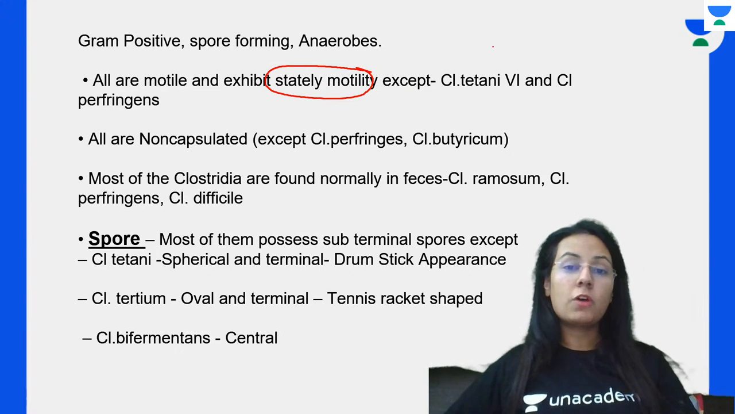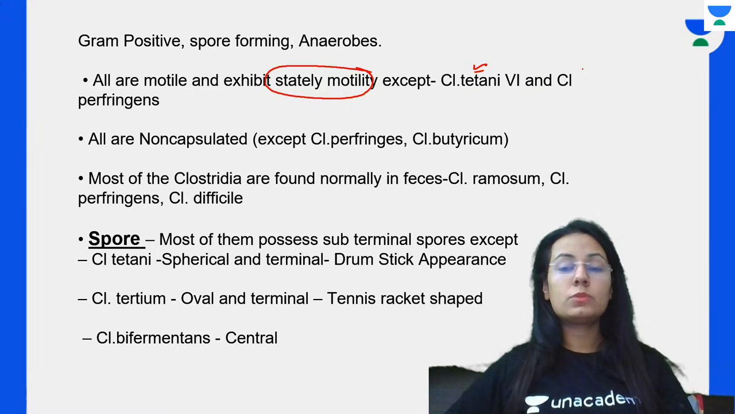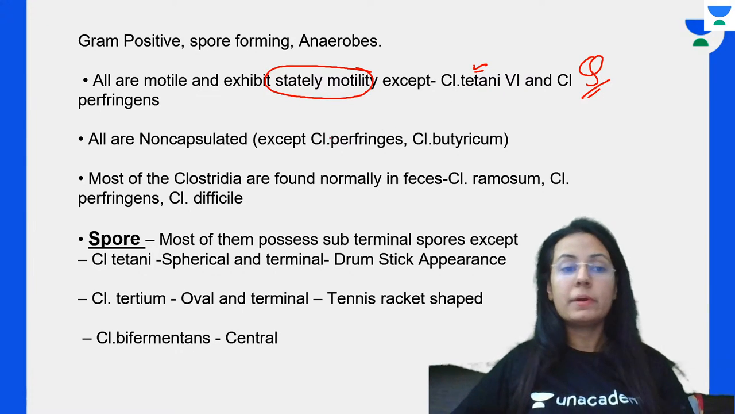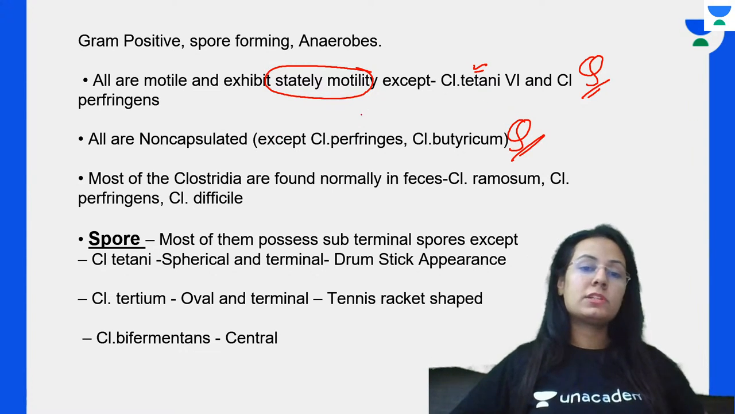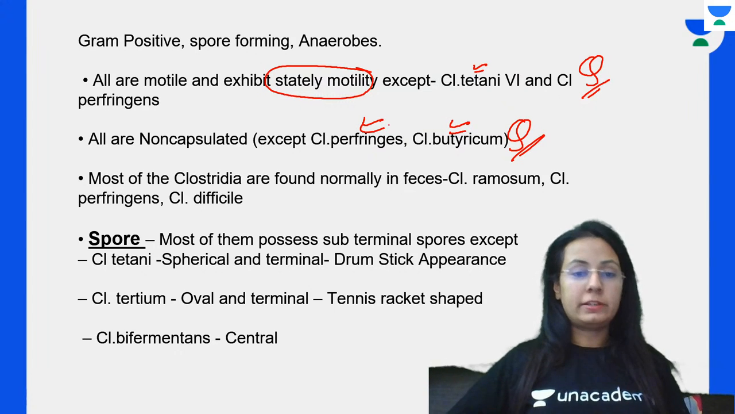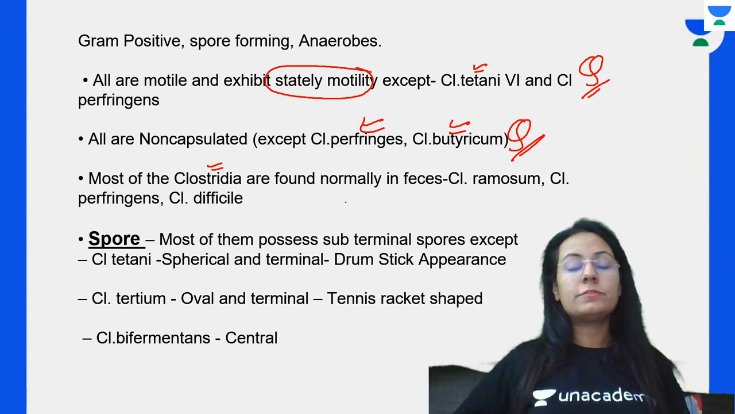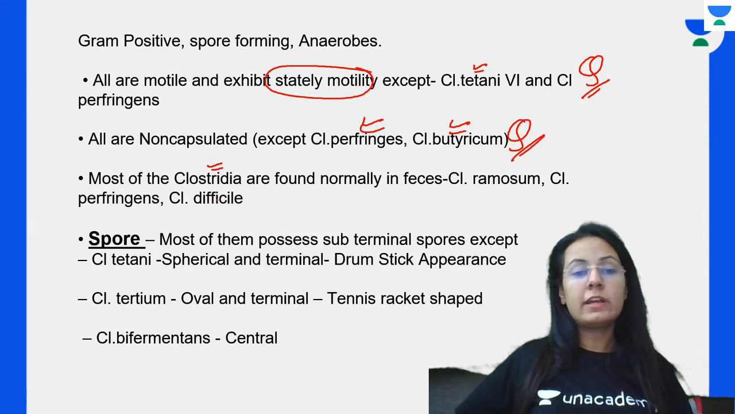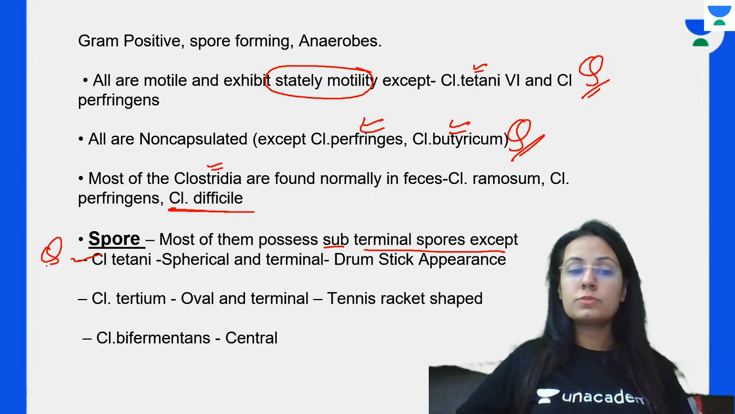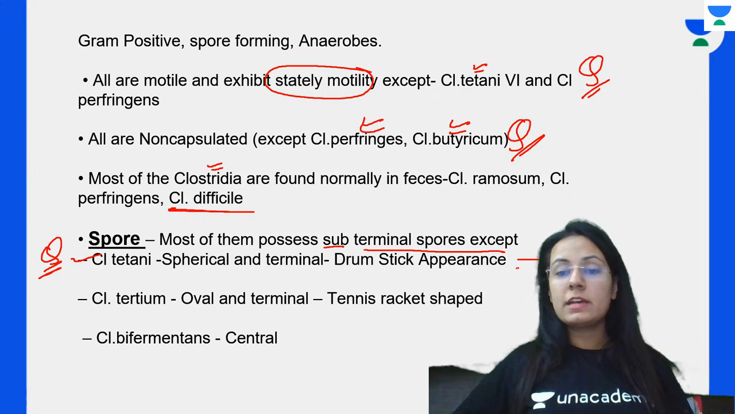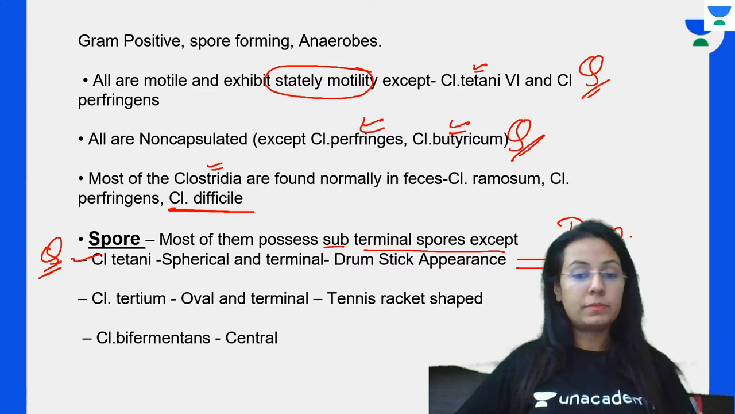But the exceptions that are non-motile, which we need to remember, are Clostridium tetani and Clostridium perfringens. All are non-capsulated, but again here as well is another important exception: perfringens and butyricum. Now most of the Clostridium are found normally in the feces, as is Clostridium difficile. Most of them possess subterminal spores, except Clostridium tetani, which has terminal and spherical spores, giving the drumstick appearance.